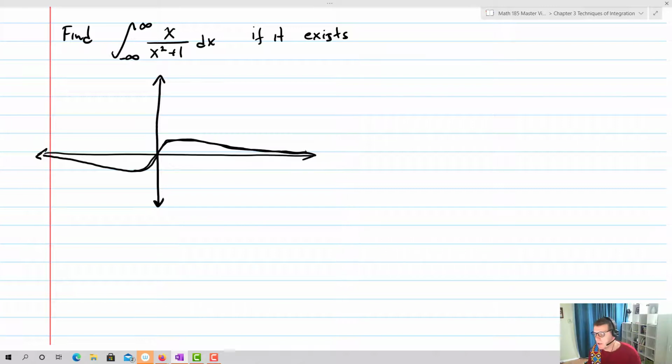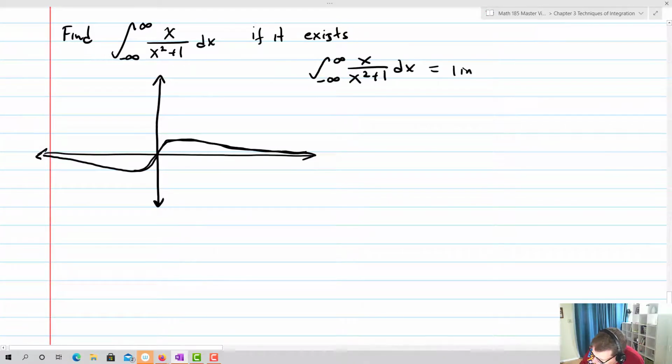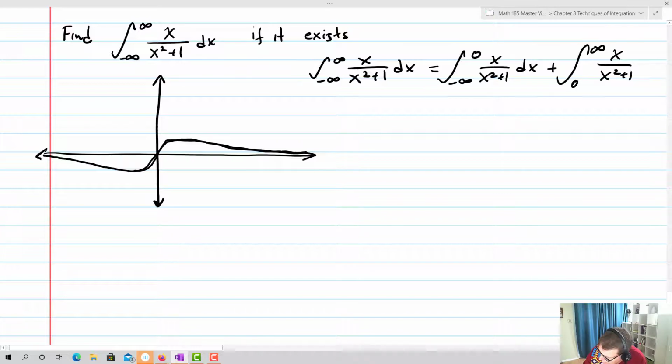So we're going to use the techniques that we talked about just a moment ago. So the integral from negative infinity to infinity of x over x squared plus 1 dx is going to equal the integral from negative infinity to 0 of x over x squared plus 1 dx plus the integral from 0 to infinity of x over x squared plus 1 dx.